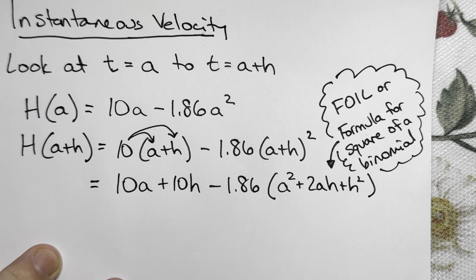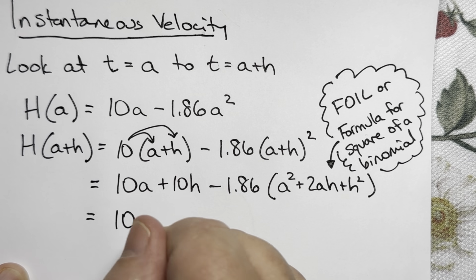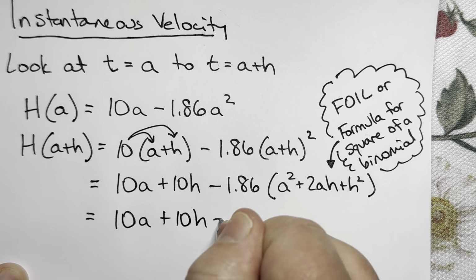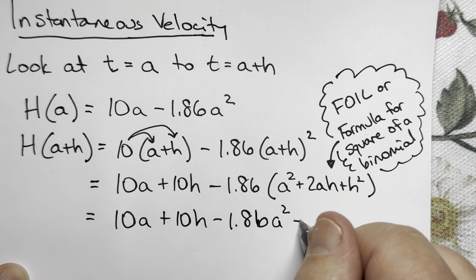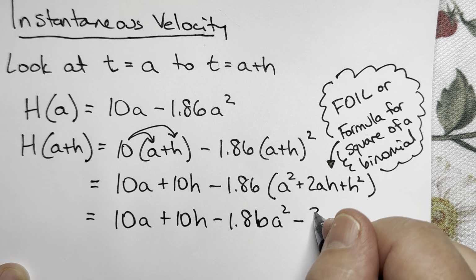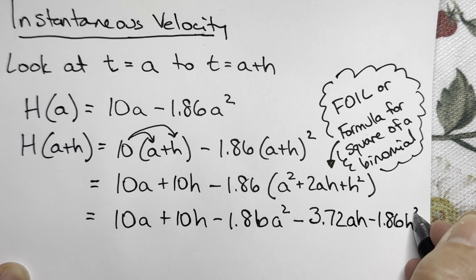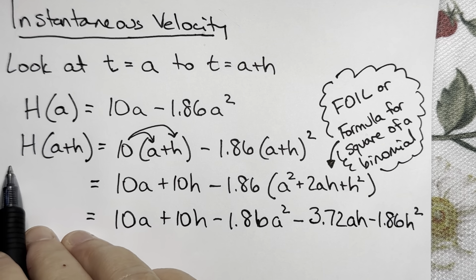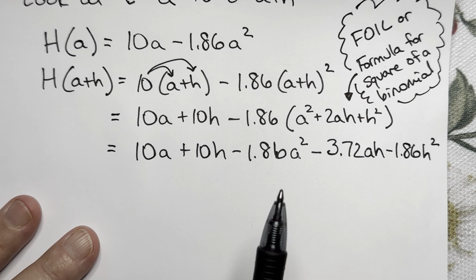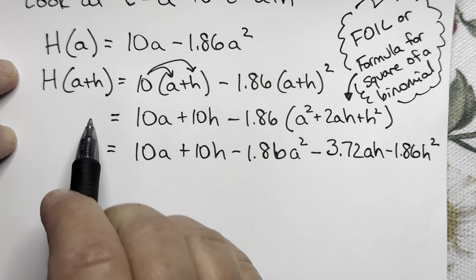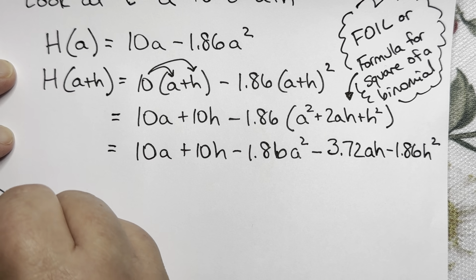And then I have to multiply. And I realize this is not going to be anyone's favorite thing. But maybe it is. Maybe it's your favorite thing. That would be amazing. 1.86a squared minus 3.72ah minus 1.86h squared. Okay, so that's H of a plus h. Notice that's why I have a capital H for our function, because we're going to have a lowercase h. Totally different h's. And now remember, we want the difference quotient.